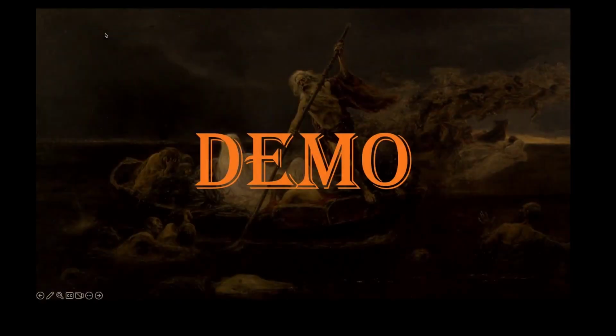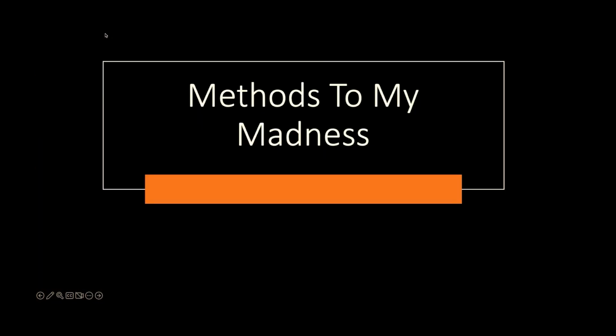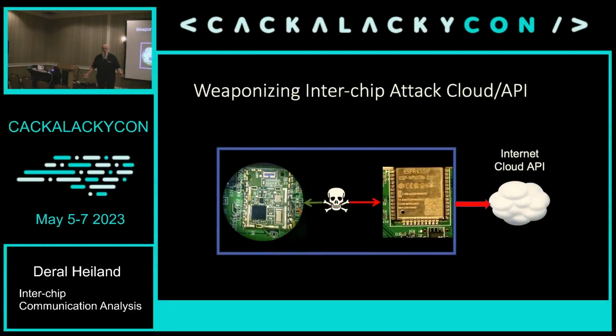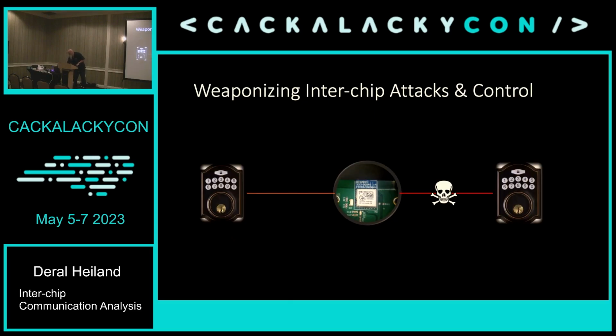So let's go ahead and jump over here. Methods to the madness. So what are we trying to accomplish? Besides trying to understand that, can we weaponize the system? I look at chip comms. Once we understand how a device works, the potential of actually passing bogus or incorrect data in here to either affect cloud services or target the end device becomes real.